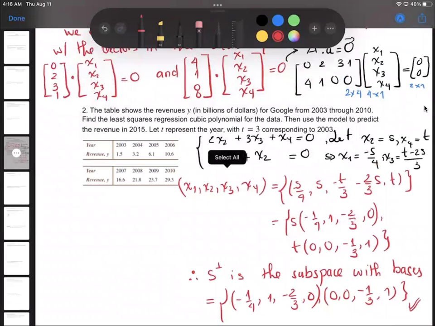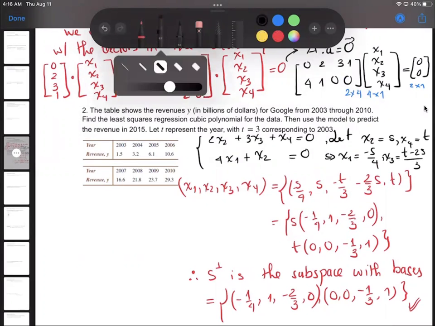Number 2 is about linear regression, approximation of linear regression. This problem is not hard, but it's just a lot of computation. I'm going to do a setup for you, and you can do the computation yourself. It's not hard. It's just a lot of computation.